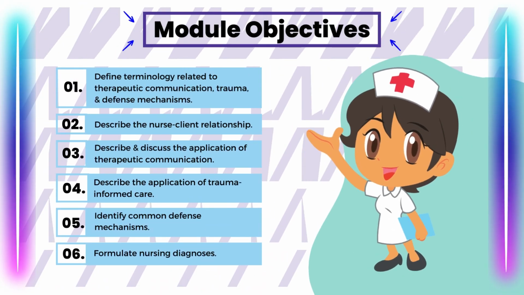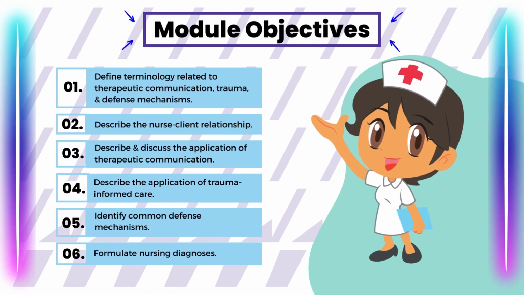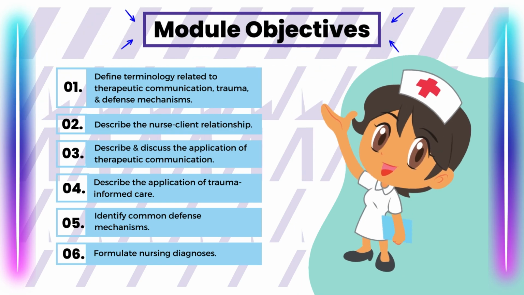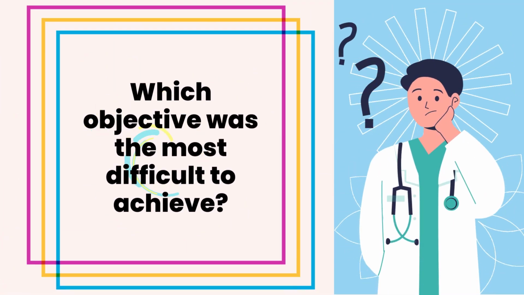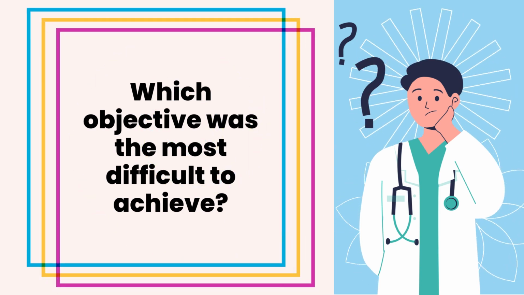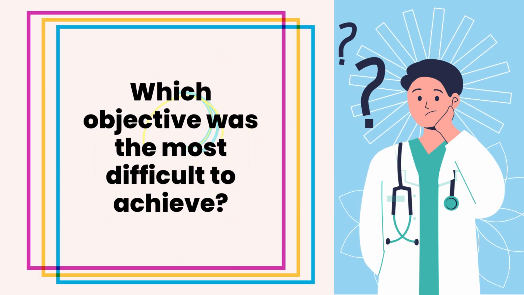Take a quick look at those module objectives, make sure you feel like you've met all of them, and if you haven't, see if there's anything that you feel like you need to go back and review. So tell me, which objective was the most difficult for you to achieve? Let me know.